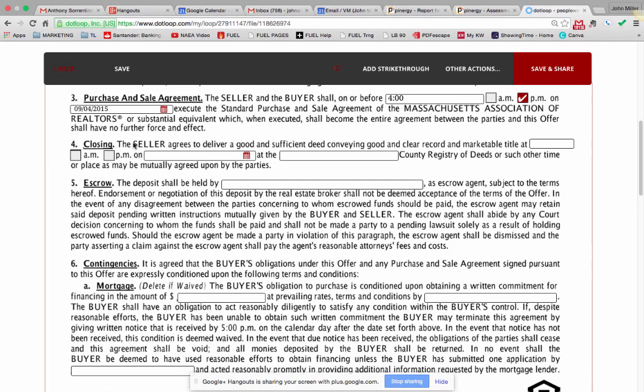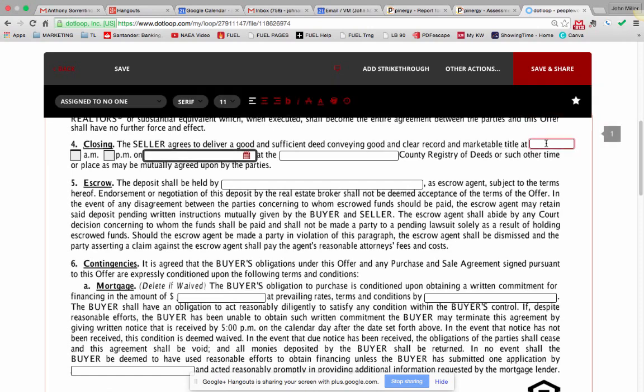Right. Okay. Now let's go to the closing. The seller agrees to deliver a good and sufficient deed, conveying good and clear record and marketable title. Remember you were asking me before, like, how do I check to make sure there are no clouds on the title on a property and all that? Well, the attorneys, the seller's attorney and the lender's attorney, someone's going to take care of this title and make sure that it's marketable. In other words, there are no liens on the property, so that they can convey the property from one party to another.